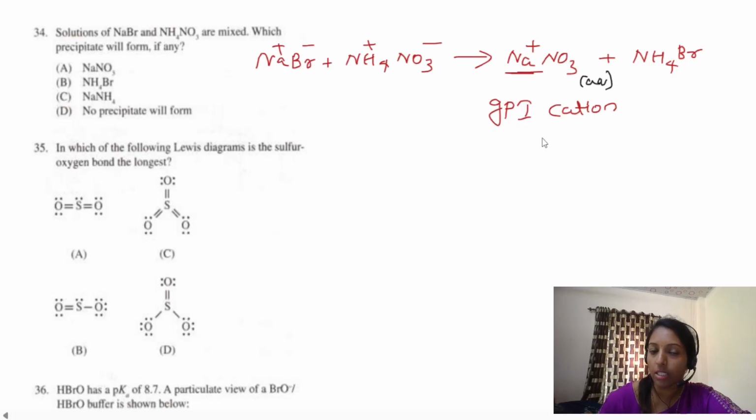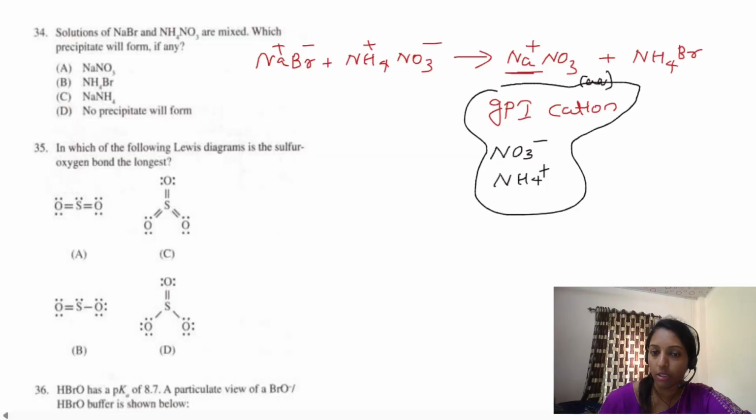Then what are the other lists? Group 1 cations are soluble, NO3 minuses are soluble, and NH4 plus are soluble, like that. So this is that list. You need to study this one. So here also NH4 plus is there. So this one is also soluble, so this one is also aqueous. Then what is the precipitate? Nothing is precipitate, right? So you can go with the D option.